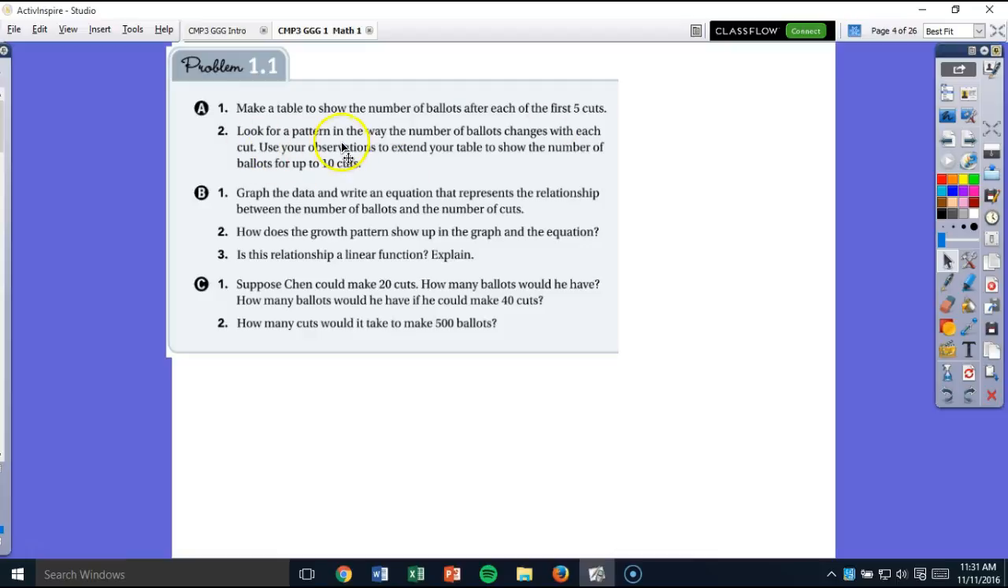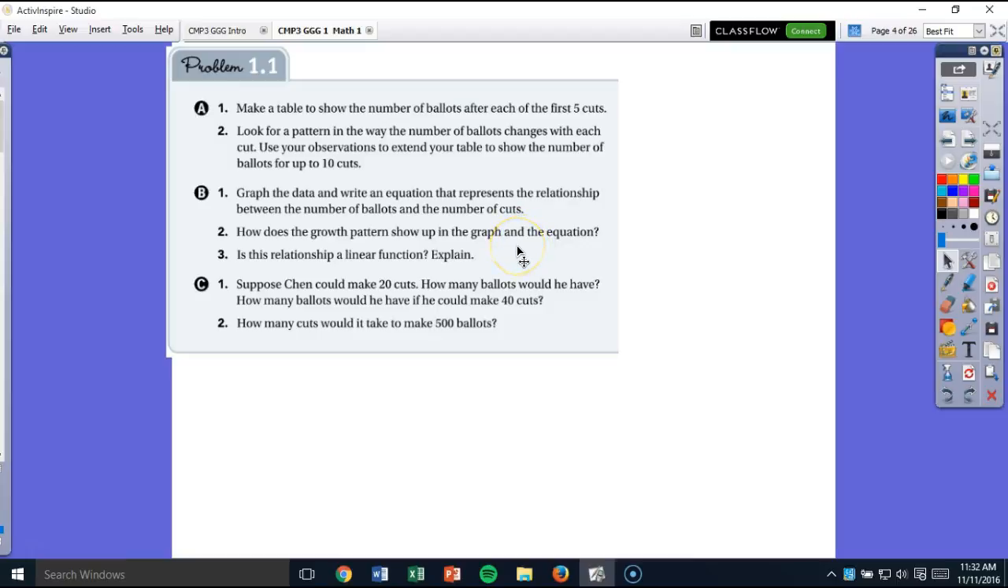So we need to look for a pattern in the way the number of ballots change with each cut, use our observations, and fill out the table up to 10 cuts. Then we want to graph the data, and that is also on the lab sheet. There'll be a graph there. And then write an equation that represents the relationship between the number of ballots and the number of cuts. You learned how to write equations and come up with those when we did linear functions. So now let's learn it with exponential functions as well.